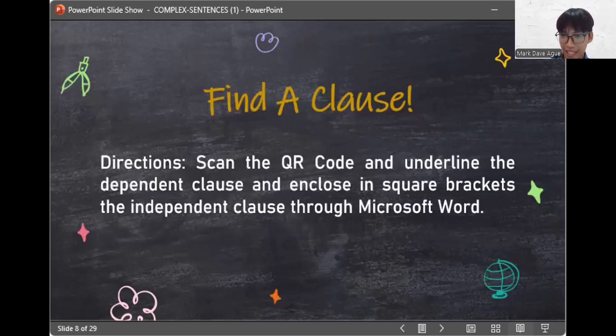Now, are you ready for another activity, class? Yes, sir. Of course you are. The activity is called Find a Clause. I will divide you into 4 groups, and I will be showing a QR code which will direct you to a paragraph. In that paragraph, you will underline the dependent clause and enclose in square brackets the independent clause through Microsoft Word. After doing that, I will let you submit your work in Google Classroom.